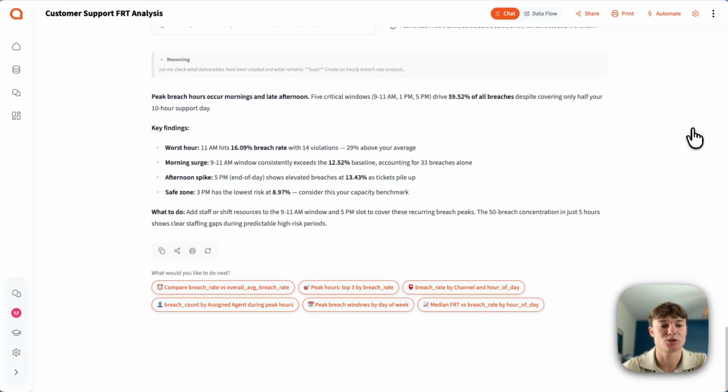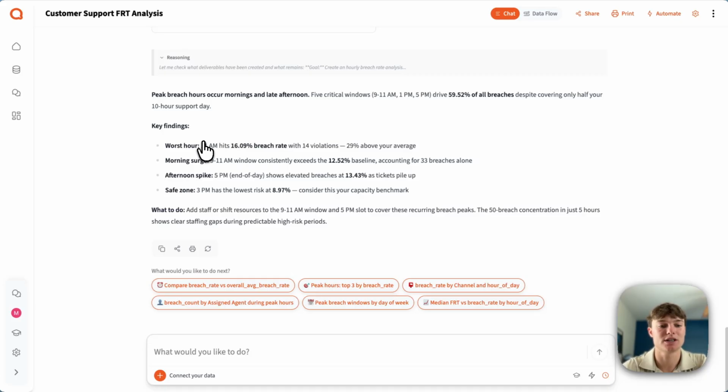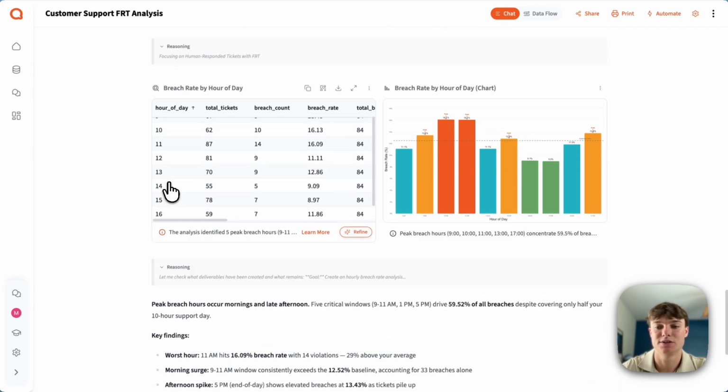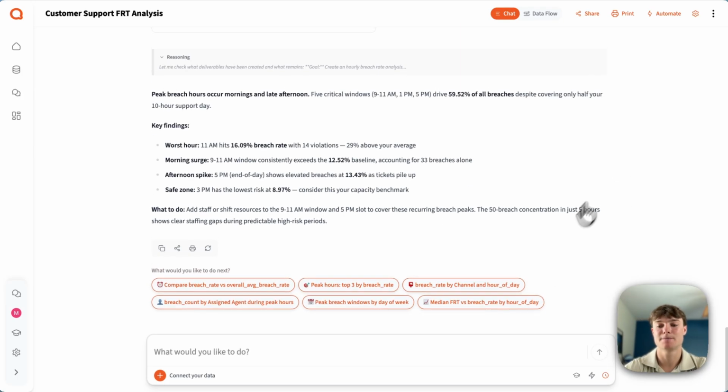And now if we look down to what Query's saying, for worst hour at 11, there's a morning surge and then sort of an afternoon spike. Maybe somehow we can take a couple agents off of the lower times, looks like 2 p.m. and 3 p.m. So now that we've investigated that, I also want to look into agents.